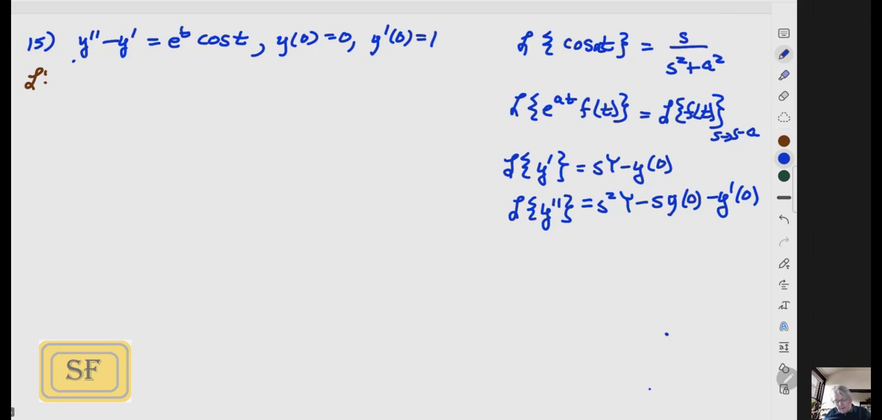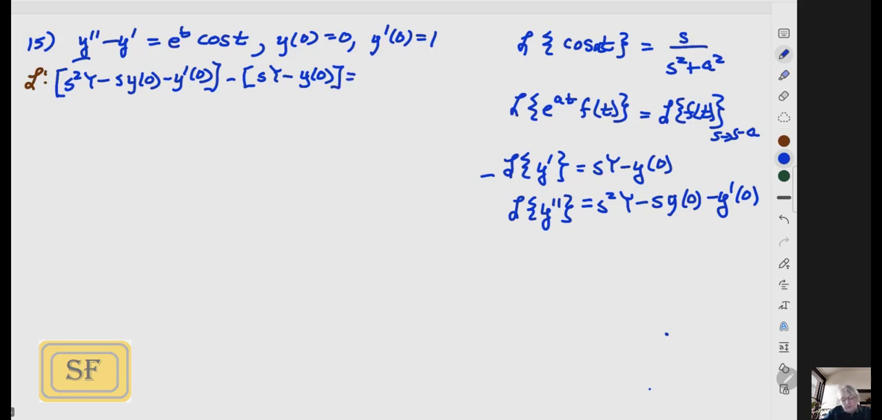So I have my Laplace of y double prime. That's going to be s squared y minus s times y of 0 minus y prime of 0. I'm going to put that in brackets. And then minus y prime, the Laplace of y prime, is s times y minus y of 0, equals e to the t cosine of t.